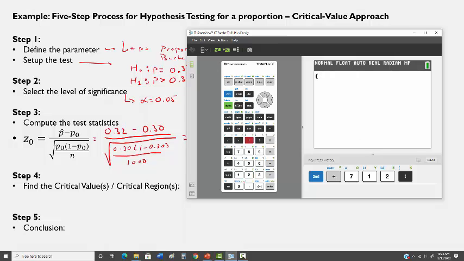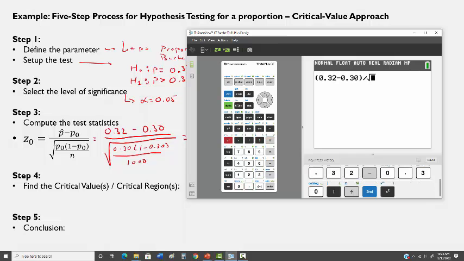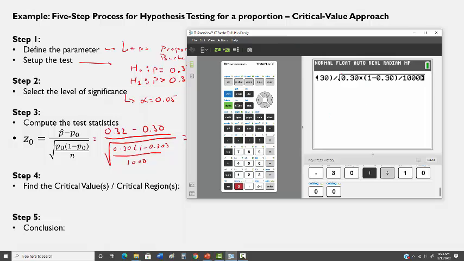So the numerator, we got to put in parentheses, 0.32 minus 0.30, close the parentheses, divide square root 0.30 times another set of parentheses, 1 minus 0.30, close that set of parentheses, divided by 1,000. Now, if you have a TI-83, this is important, if you have a TI-83, after you type square root and open a set of parentheses, you need to have a second set of parentheses to close it. But we should get this, okay? It's 1.380.